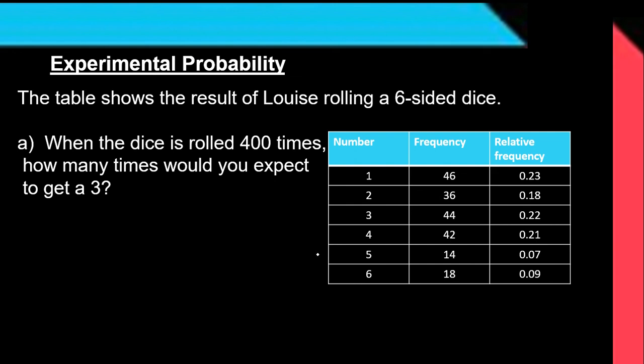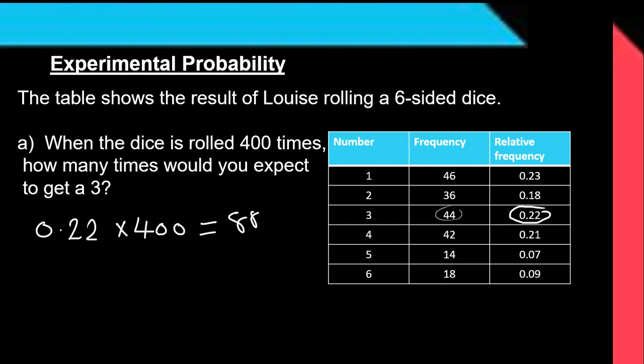Because she's done the experiment with 200, we can actually use the relative frequency. So based on her experiment, the probability of getting a 3 is 0.22. And if she rolls it 400 times, we just times 0.22 by 400. And we would expect Louise to land on a 3 88 times. Which makes sense, because if she's doubling the number of times she rolls it, it's obviously going to be double what she had in the beginning.